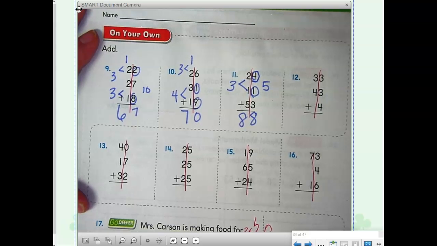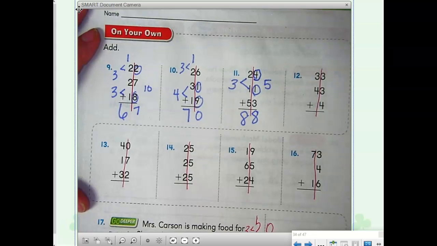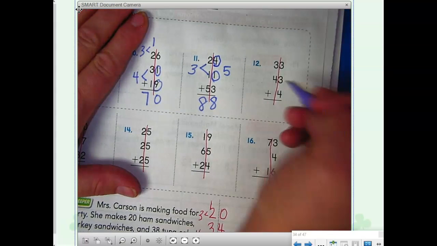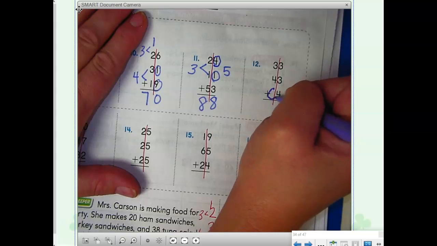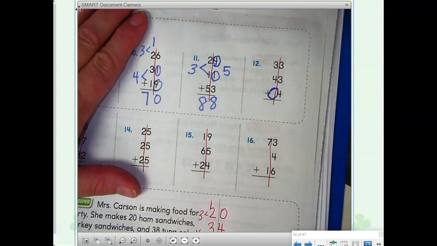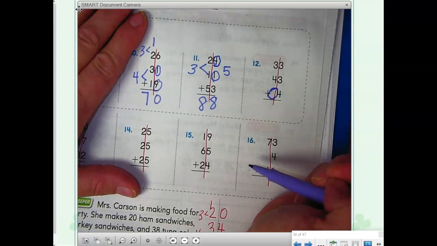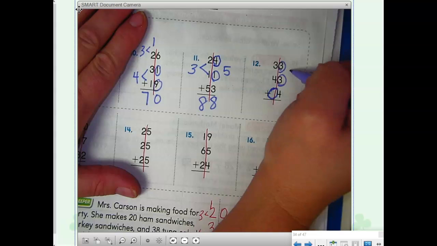Number 12. 33 plus 43 plus 4. Remember, if this confuses you, what do we put in this spot? 0. So you can put a 0 there if it's confusing you. All right, which two numbers do you want to add first? All right, we know a doubles fact here. So 3 plus 3 equals 6.